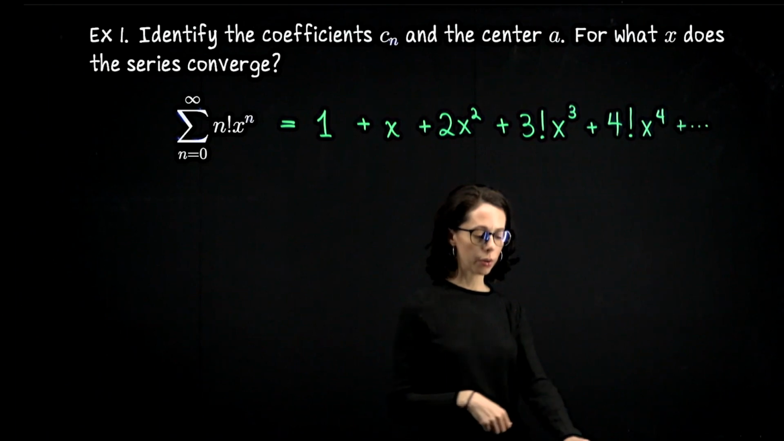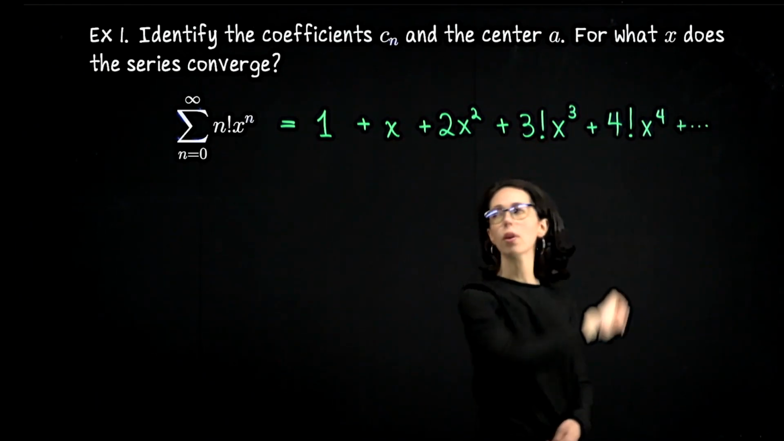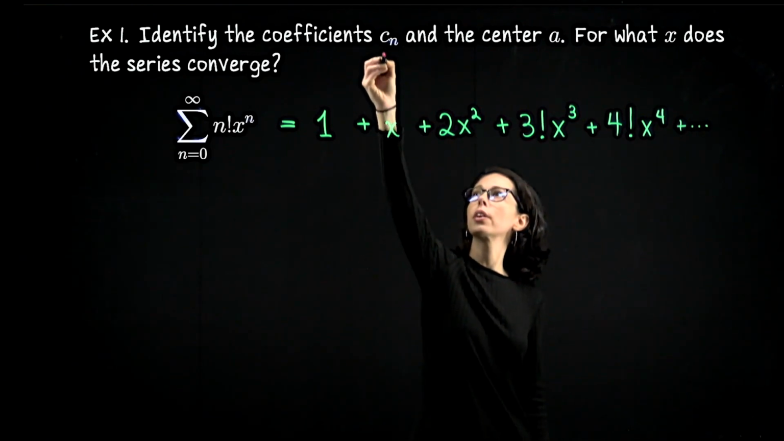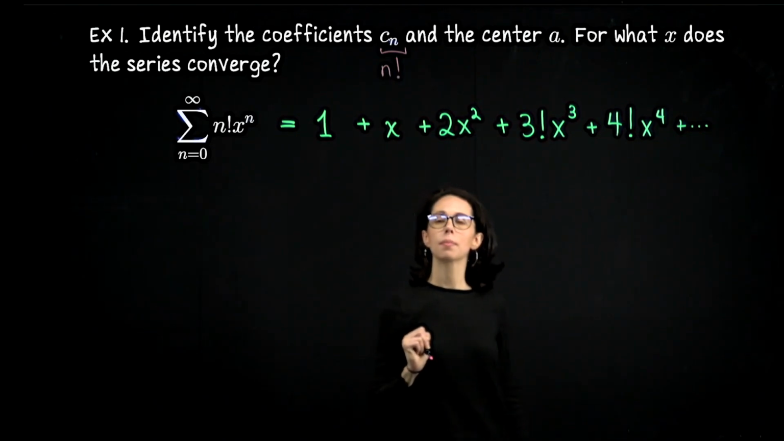Okay, so that's the start of what this power series looks like. What are the coefficients here? The coefficients are 1, 1, 2, 3 factorial, 4 factorial. In general, for each choice of n, they are n factorial. So the coefficients are these n factorial numbers.